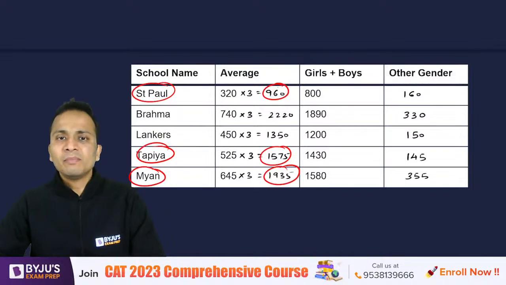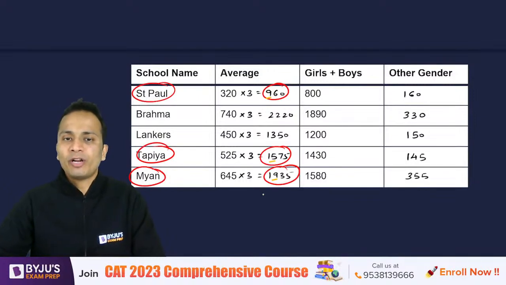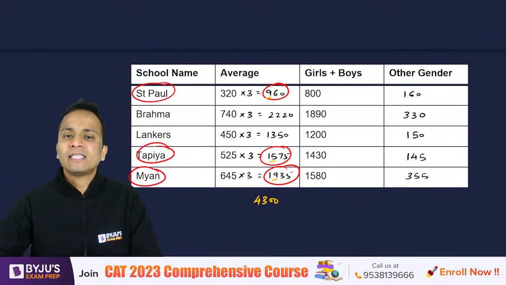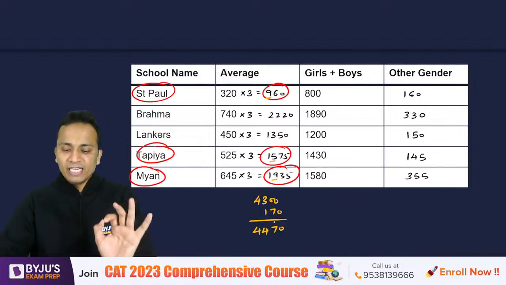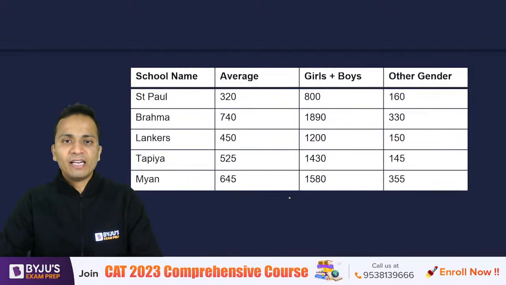So I'll add these 3 numbers, 960, 1575, 1935. So 1900 and 1500 will be 3400, 3400 and 900 will be 4300, right? 4300 side mein rakh dete hain. Now 75 and 35 is 110 and 60 is 170. So 4300 and 170. So it should be 4470. 4470 should be the answer. Okay, so 4470 ये final answer होना चाहिए.